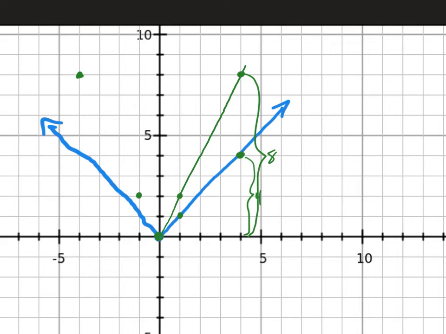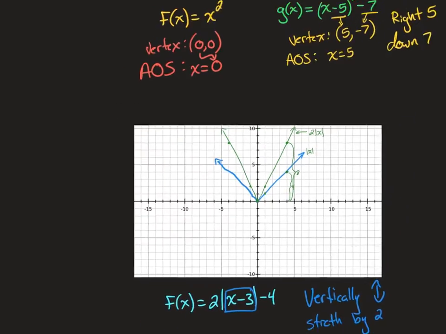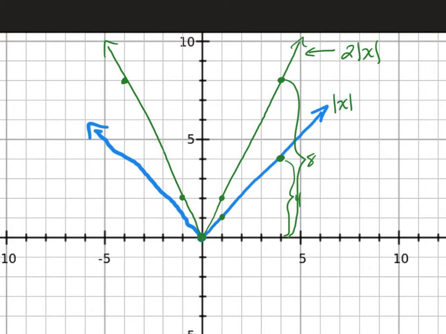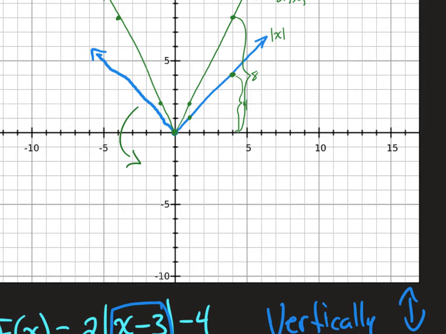So our new graph does that. If we called this the absolute value of x, this right here is 2 times the absolute value of x. It's not the one we're graphing yet. We're not there yet. But we did part of it. We stretched this graph vertically by a factor of 2. If it was negative 2, that would have flipped this graph across the x-axis. So it would be upside down. It would go like this. But it's not negative 2.